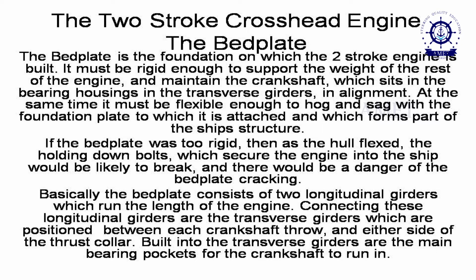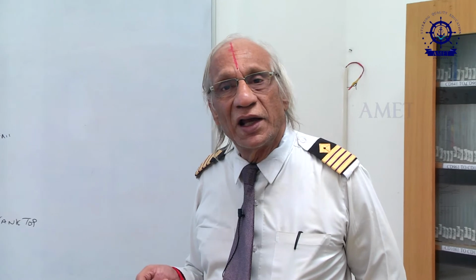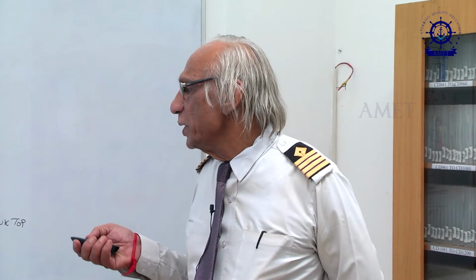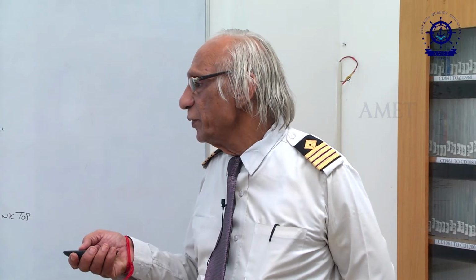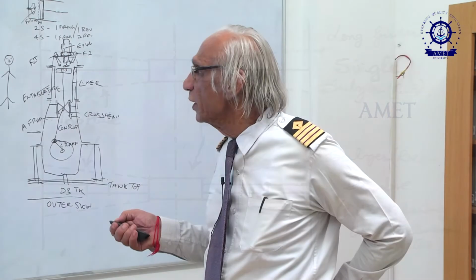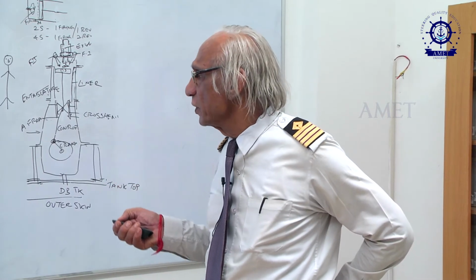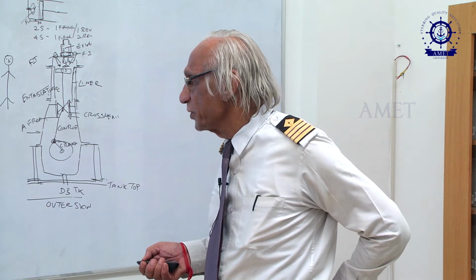when it is firing. Basically, the bed plate consists of two longitudinal girders which run the entire length of the engine. Connecting these longitudinal girders are the transverse girders, which are positioned between each crank throw. Here is an elementary sketch of a bed plate. What you see here, the single line on either side, is called the longitudinal girder. So this is the structure of the bed plate that is going to have some amount of flexibility.